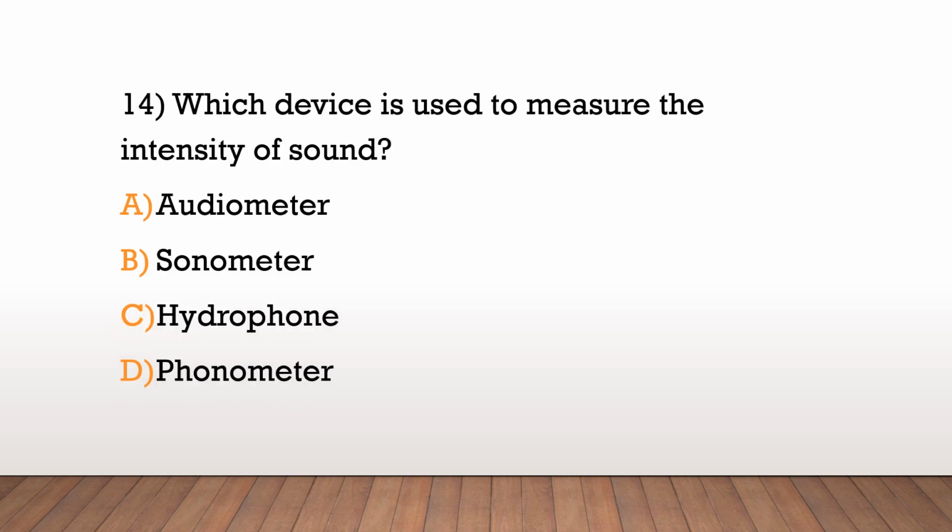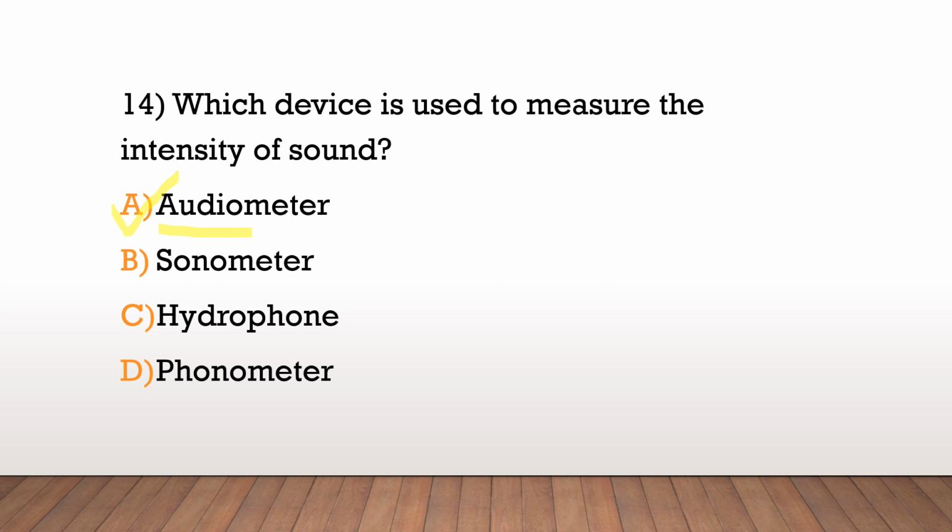The next question is, which device is used to measure the intensity of sound? A. Audiometer, B. Sonometer, C. Hydrophone, or D. Phonometer? The correct answer is option A. Audiometer. Audio means sound and it measures the intensity of sound.